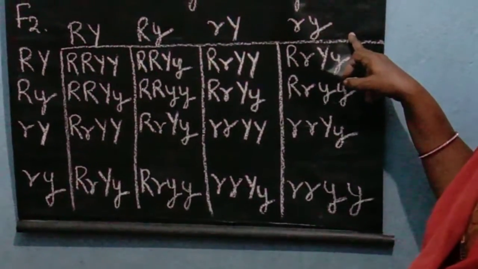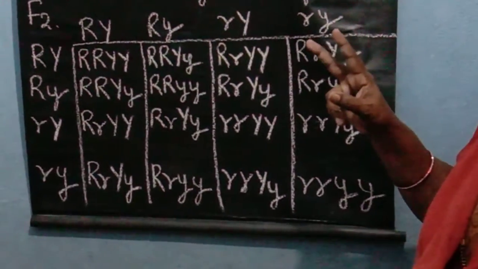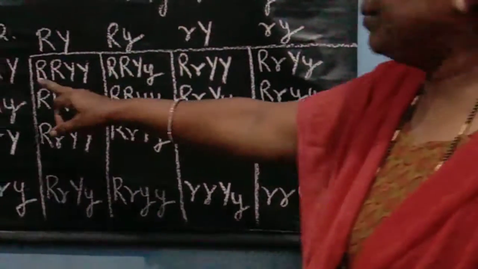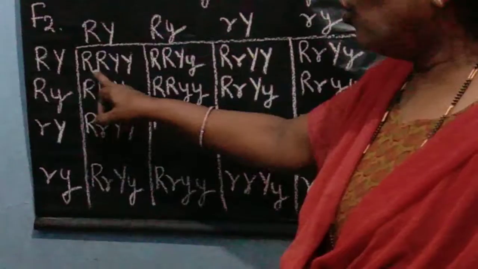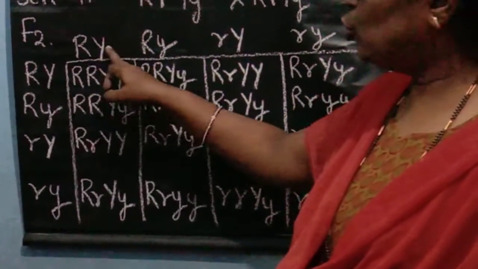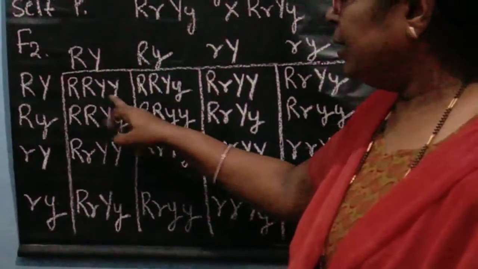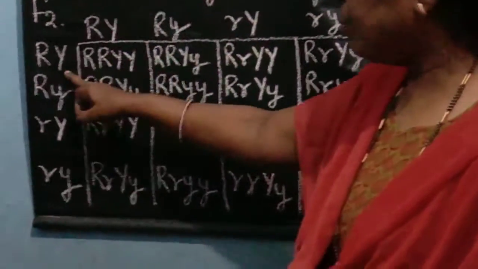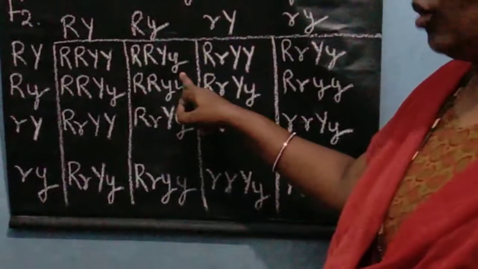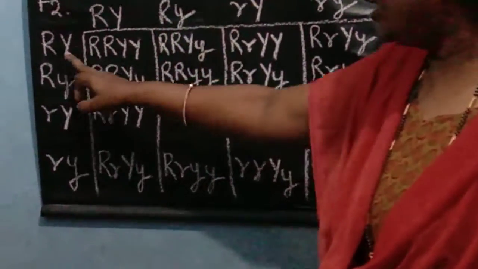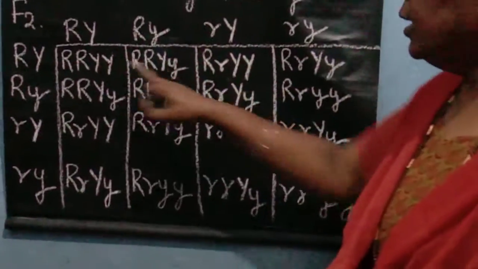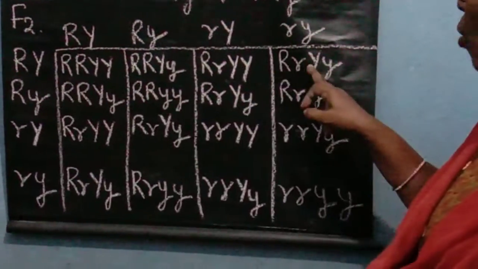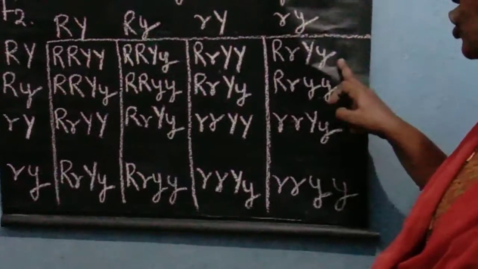Now how did we do monohybrid cross? Multiplication of the gametes. Same way we have to multiply these gametes. R into R, 2R. Then capital Y into capital Y you have to write. Then same thing you multiply. R into R, RR. Capital Y into small y you have to write. Come to now the third one. R into small r, then capital Y into capital Y. Then R into small r, capital Y into small y.